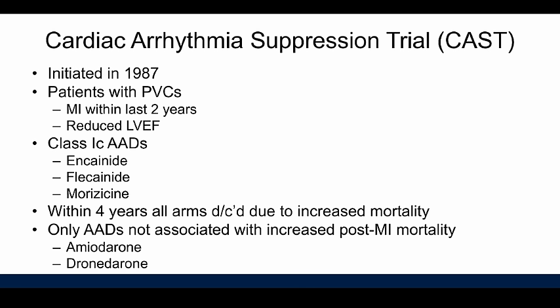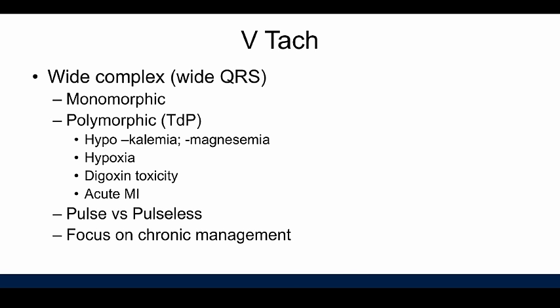So in these patients that might need to be treated with an antiarrhythmic drug because of a ventricular arrhythmia secondary to ischemia, only amiodarone and dronedarone have been shown not to increase mortality. So my point is these drugs, in general, antiarrhythmic drugs can be highly proarrhythmic as well as antiarrhythmic. Anytime you're messing with the conduction system of the myocardium, you're going to put the patient at risk for an arrhythmia. So now let's talk about ventricular tachycardia.